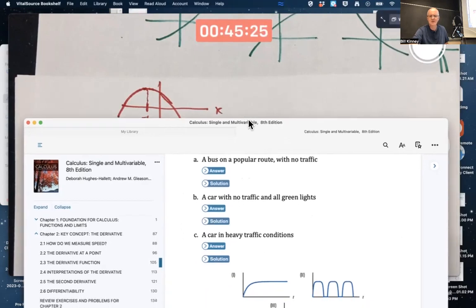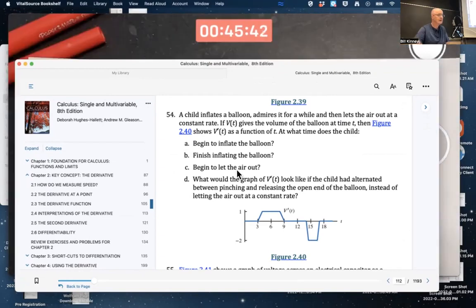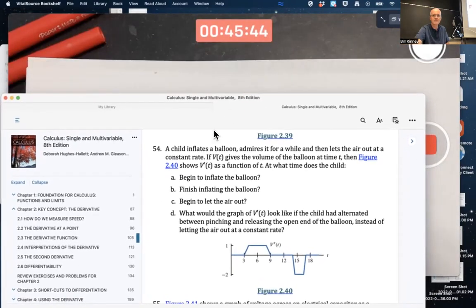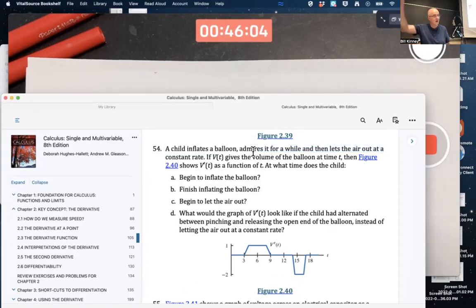Sometimes the problems are phrased in terms of applications. 54 is kind of an interesting problem. In problem 54, reading here, it says a child inflates a balloon, admires it for a while, then lets the air out at a constant rate. So imagine it's you blowing up that balloon, looking at it, admiring it for a while, then letting it go. Probably not letting it go fly off into the air, because probably it's not coming out at a constant rate then. So you probably have to hold it and let the air come out.